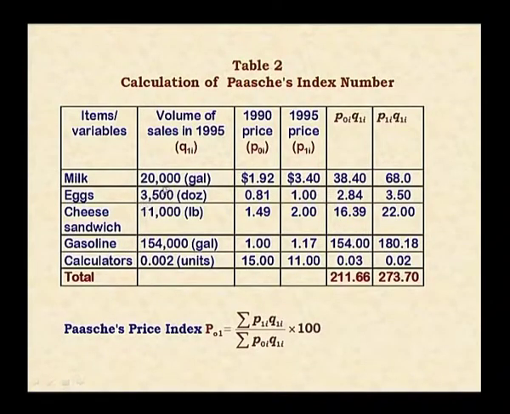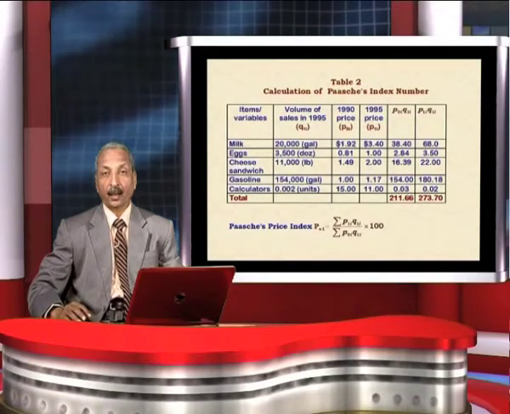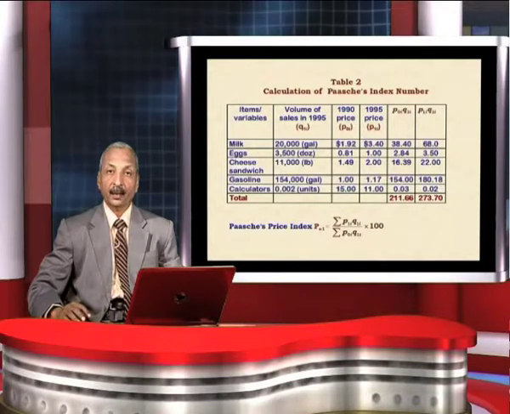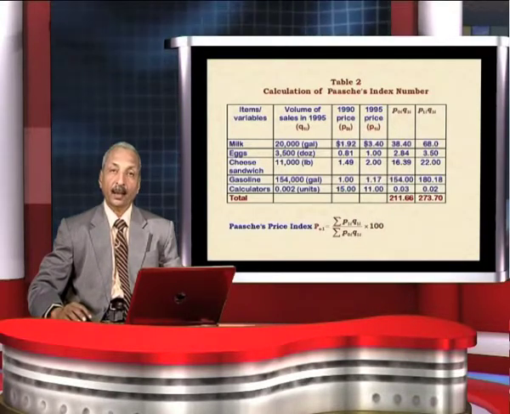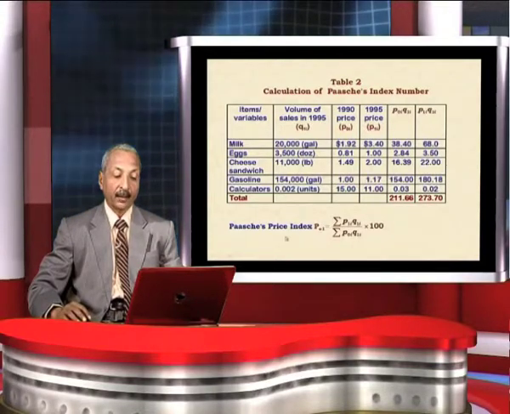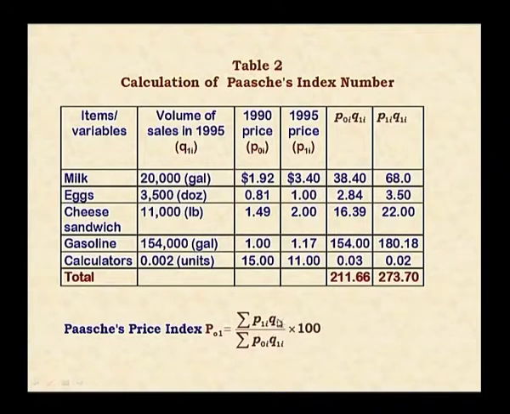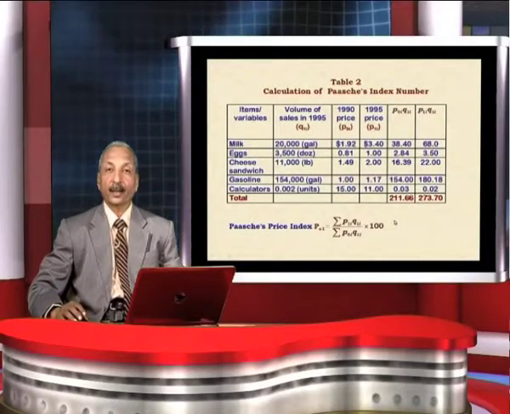Now here we see the change. While constructing the Laspeyres index number, we have considered the quantities of the base year, whereas in this construction we take the quantities of the current year, that is of the year 1995, and then by using the Paasche formula, which we know is sigma P1i times Q1i, and the value of this factor is 273.70, divided by the factor sigma P0i Q1i, which is 211.66. So, this will give me the value of Paasche's index number.